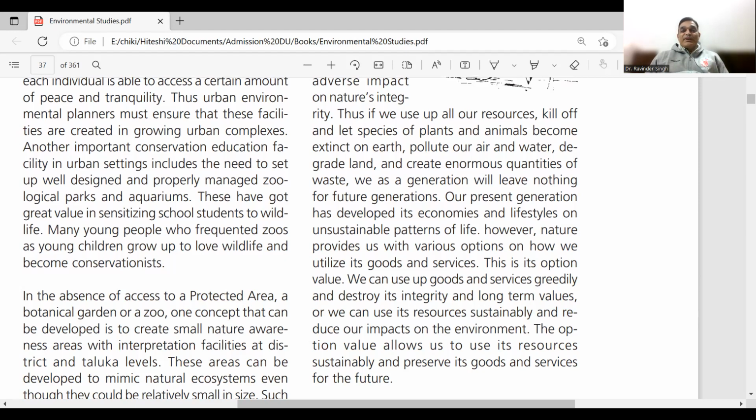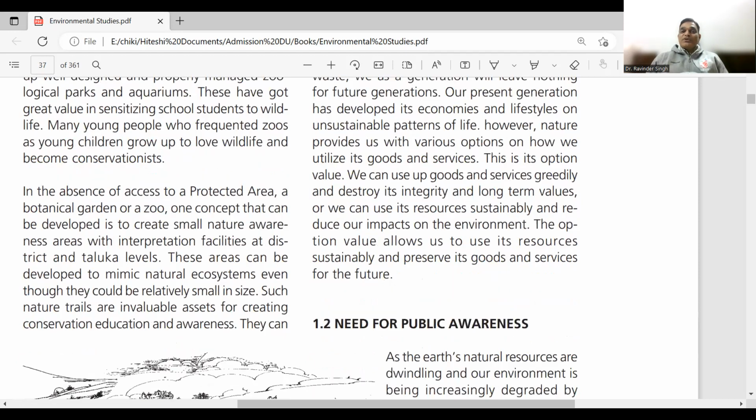However, nature provides us with various options on how we utilize its goods and services. This is its option value. We can use up goods and services greedily and destroy its integrity and long term values, or we can use its resources sustainably and reduce our impacts on the environment. The option value allows us to use its resources sustainably and preserve its goods and services for the future.